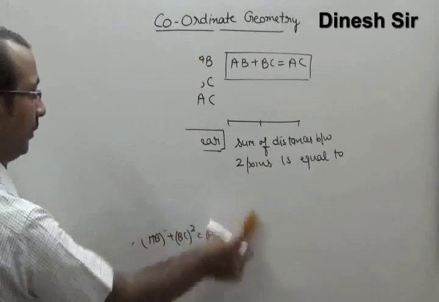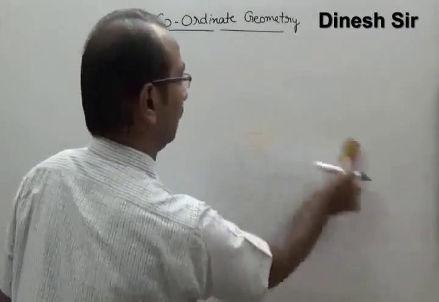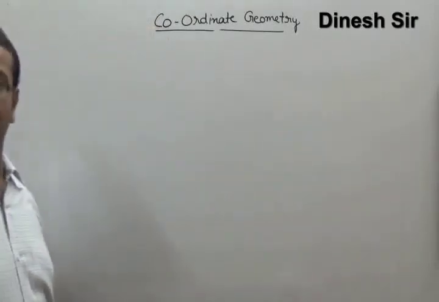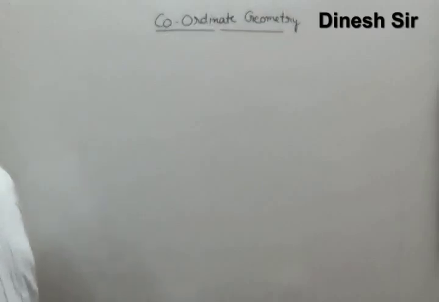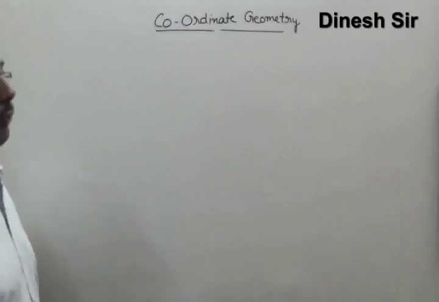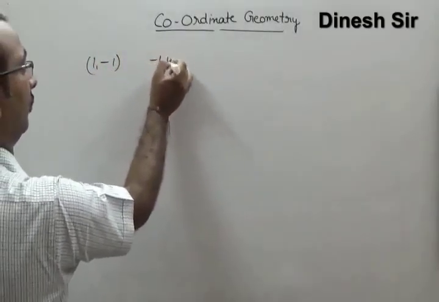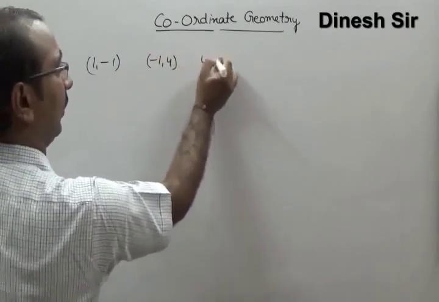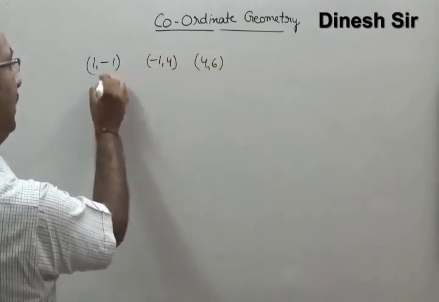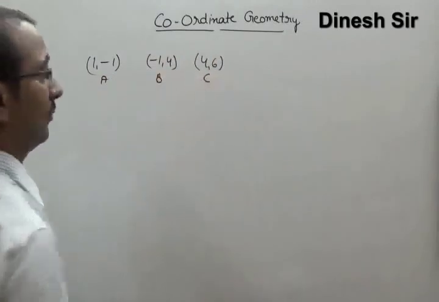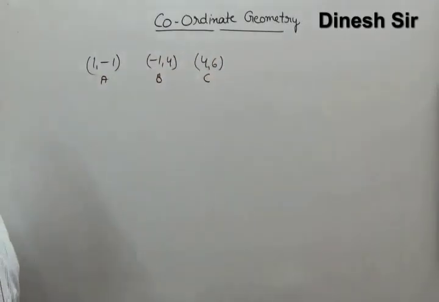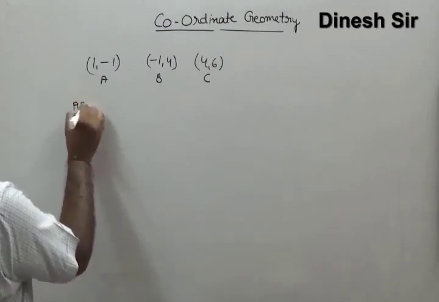In that example, we want to show whether the triangle made by the 3 points is a right angle triangle or not. Suppose the points are given as (1, -1), (-1, 4) and (4, 6), 3 points are given. Suppose this is A, this is B and this is C. We have to show whether the triangle that we are going to make with these is a right angle triangle or not. So first I will take the length of AB, right?